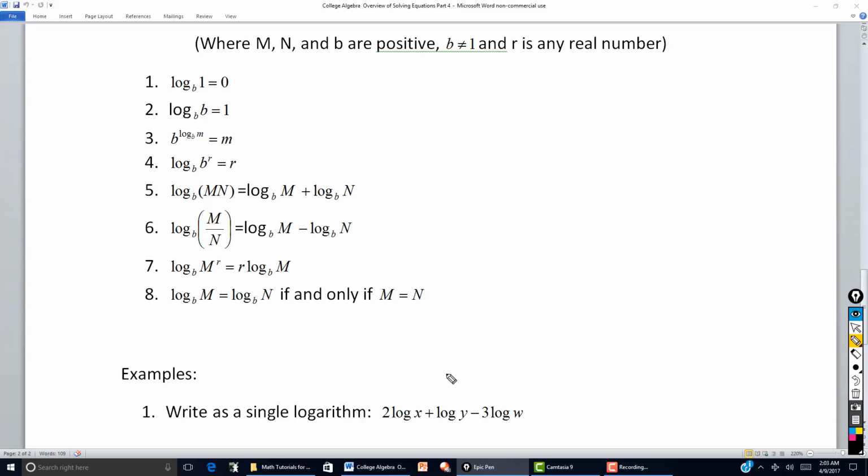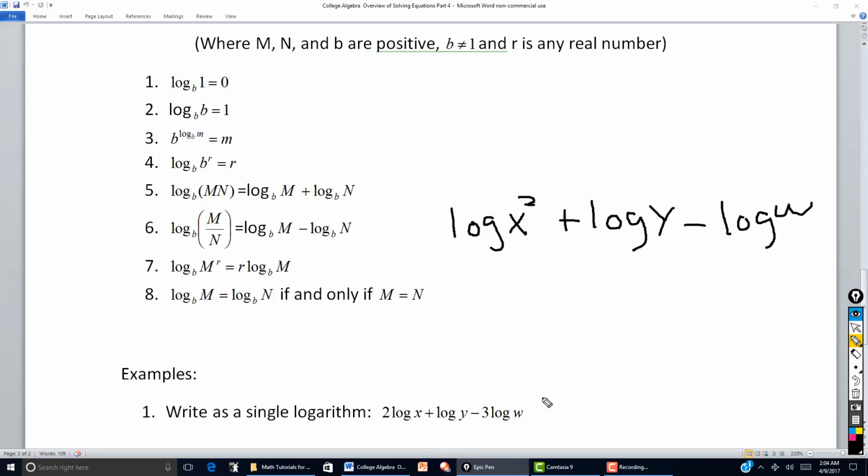So I'm going to rewrite this one. I'm going to say this is the log of x to the second, plus the log of y, minus the log, and I'm going to rewrite the third one as, so I'm taking the 3 and putting it here as a power. So I'm using these properties right here.